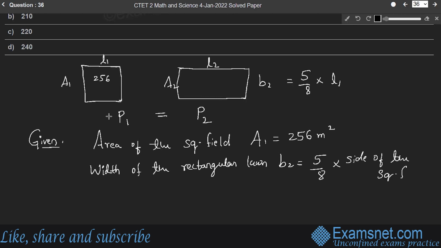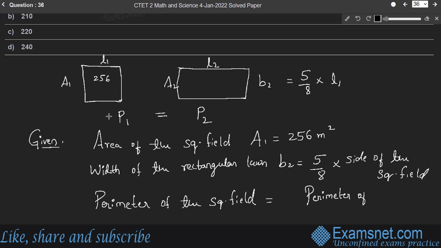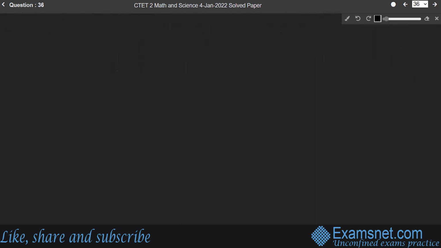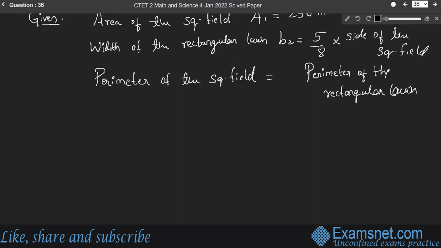Side of the square field. And perimeter of the square field is equal to perimeter of the rectangular lawn. Here, the formula to be used.